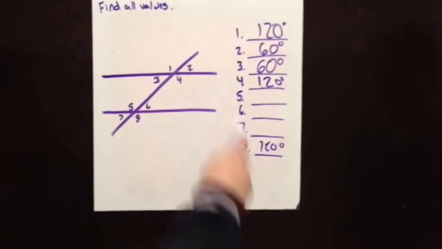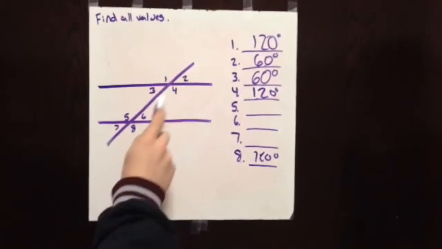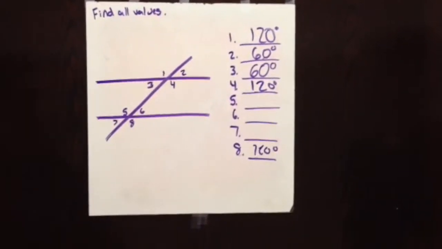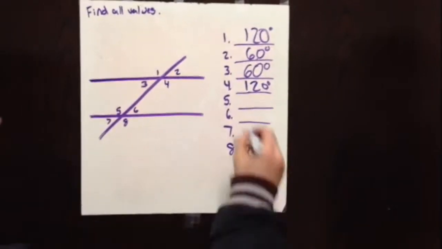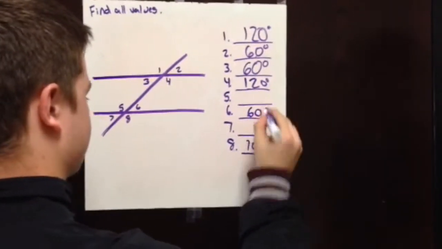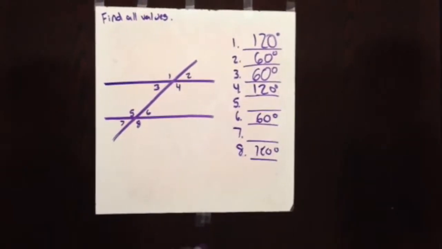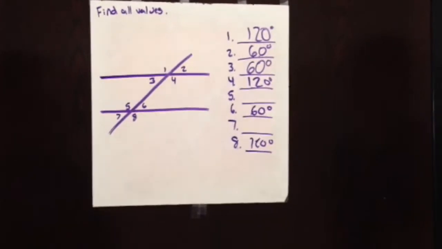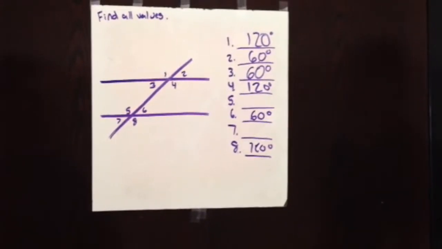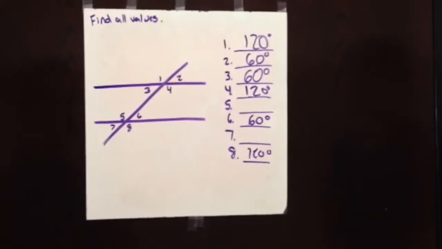Now 2 and 6. What do you notice about this? They are corresponding angles, which means they are the same measurement, which means 6 is equal to 60 degrees. Now 3 and 6. They both are inside of the lines. What would you call that? Opposite interior angles. Good. Which means 6 is equal to 60 degrees, which we already did.